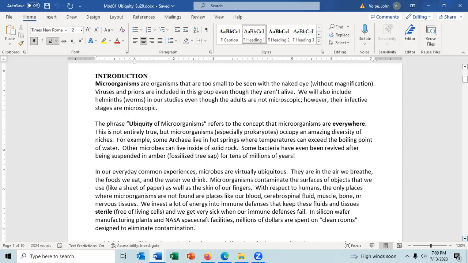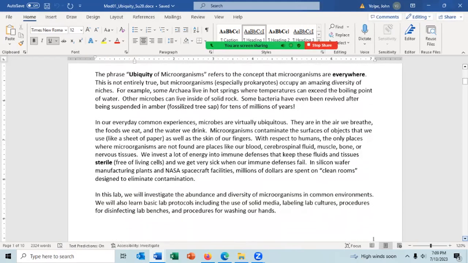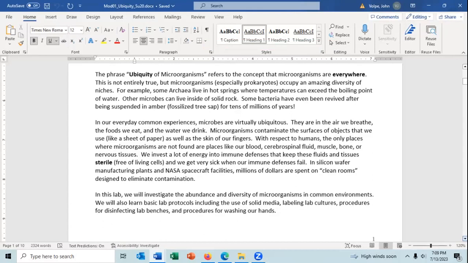In our everyday experience, microbes are virtually ubiquitous. They're in the air we breathe, the foods we eat, the water we drink. They're on the table that we're going to be pretending to spread our microorganisms that we're growing. And this is a problem for microbiologists because when we're working with one species, we usually do not want it to get contaminated by microorganisms in the air or on the table around us.